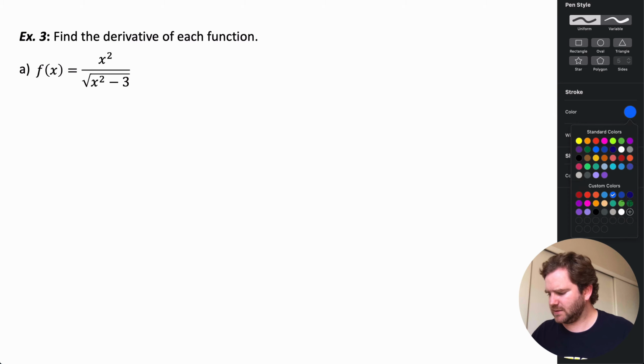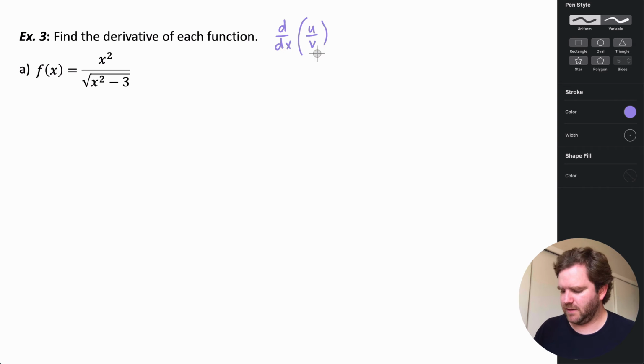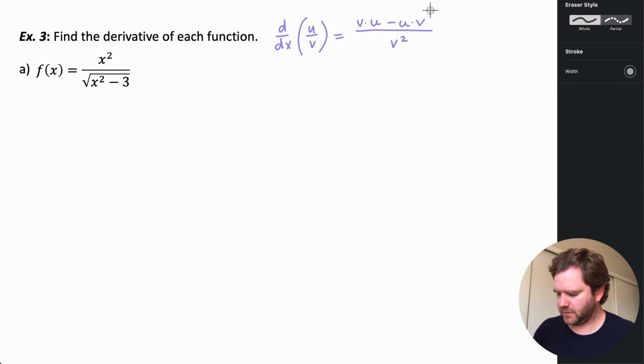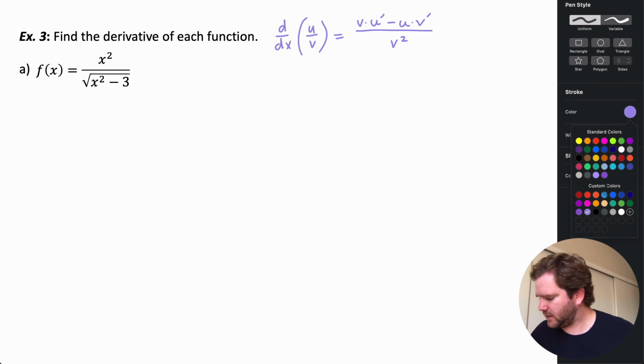Let's kind of refresh our memory on the quotient rule, right? So if I was asked to take the derivative with respect to x of some quotient, u divided by v, we said that that would be the denominator function times the derivative of the numerator minus the numerator function times the derivative of the denominator, all divided by the denominator squared. These aren't to the first. These are u primes and then v primes. Sorry about that.